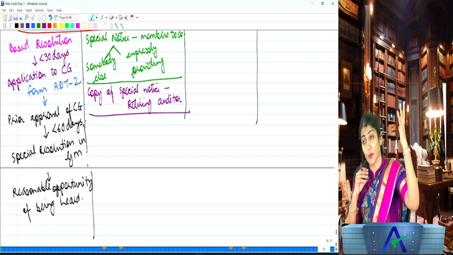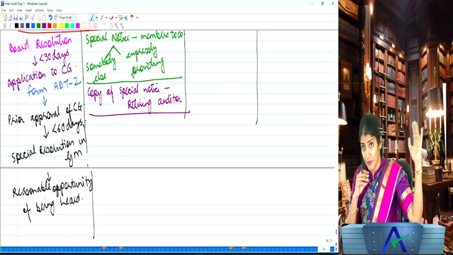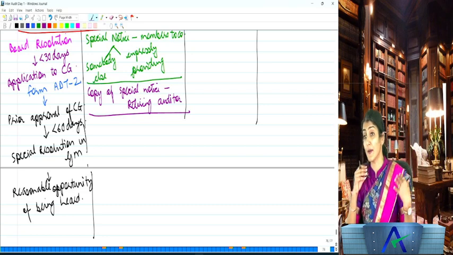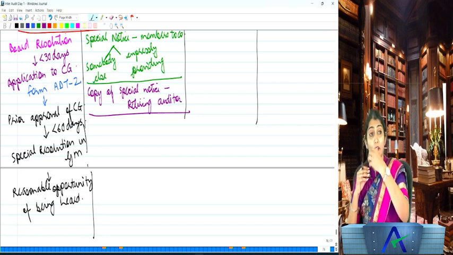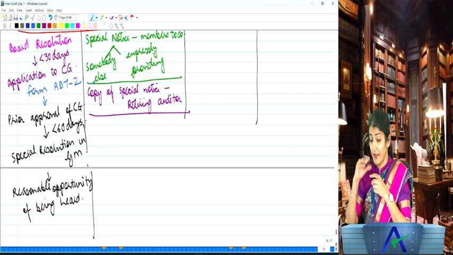He needs to send this notice to the auditor who is proposed to be removed. A copy of the special notice is to be sent to the retiring auditor. And now the auditor, what happened? He comes to know that they don't want me to continue as an auditor.